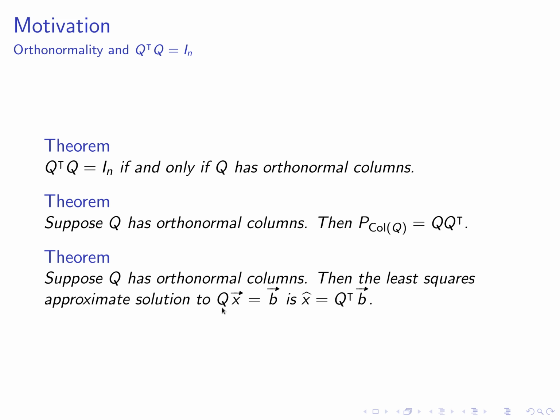If we're studying a system of the form Qx equals b, then, as we said previously, the least squares approximate solution is immediately given by x hat equals Q transpose times b. So we don't have to do any row reductions, and we don't have to invert any matrices to solve least squares problems when the coefficient matrix for our system has orthonormal columns.